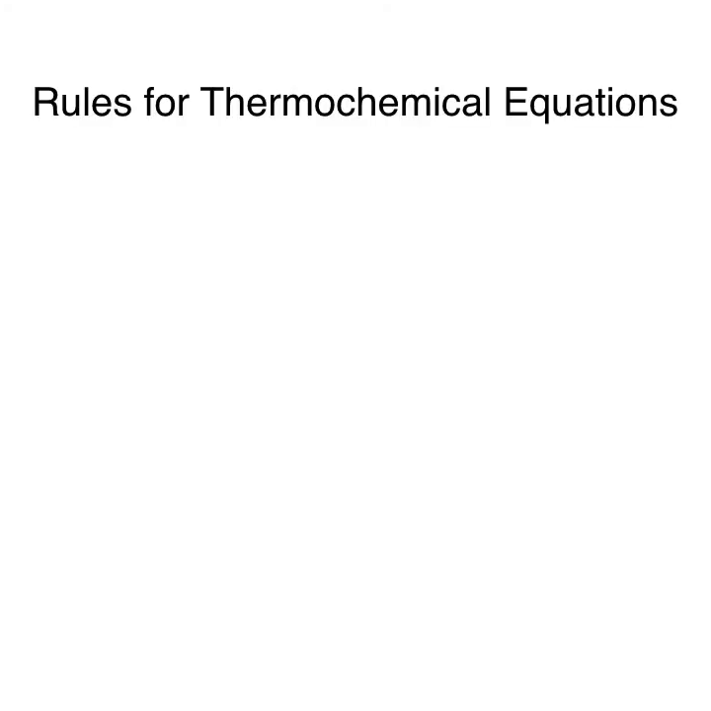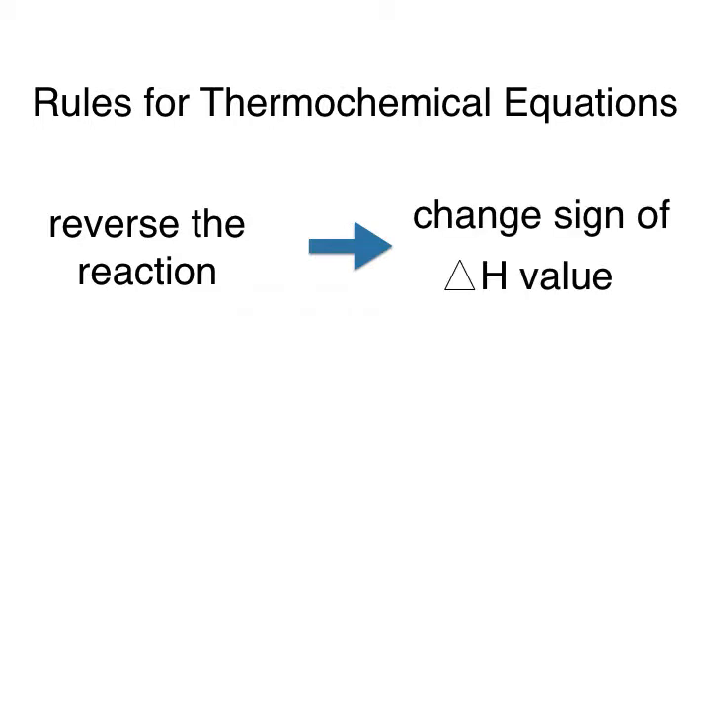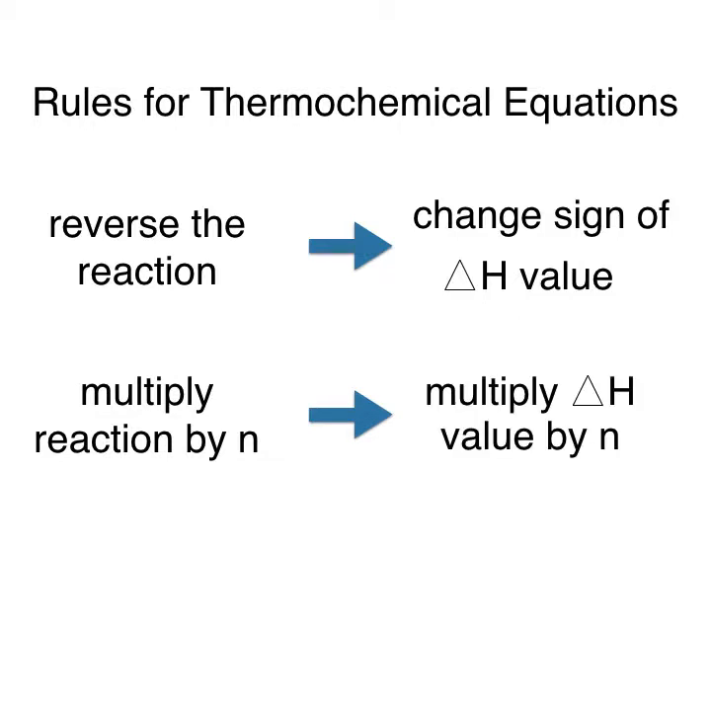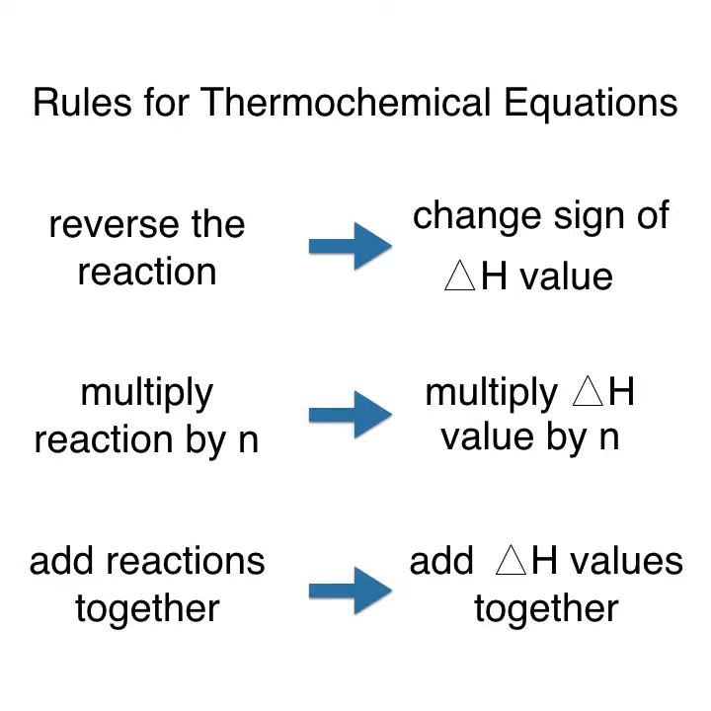When manipulating thermochemical equations, however, there are a few rules to follow. Firstly, when you reverse a reaction, you must change the sign of the standard enthalpy change. Thus, if a reaction is endothermic, meaning it absorbs heat, then the reverse will be exothermic and release heat. Secondly, if you multiply the reaction by a number n, then you must also multiply the standard enthalpy of that reaction by n. Lastly, when reactions are added together, so are their standard enthalpy values.